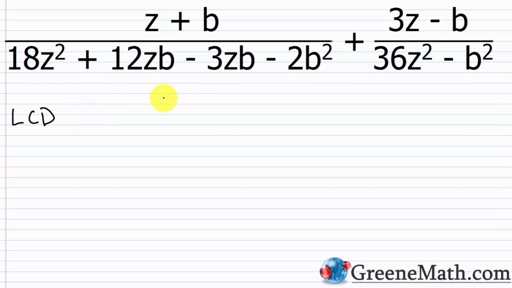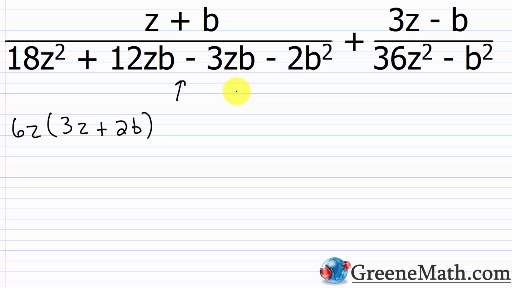Now, the first one I can factor by grouping. It's a polynomial with 4 terms. So let me just kind of do this here, and we'll figure out an LCD in a minute. So I can pull out a 6z from the first group. That would leave me with 3z plus 2b.